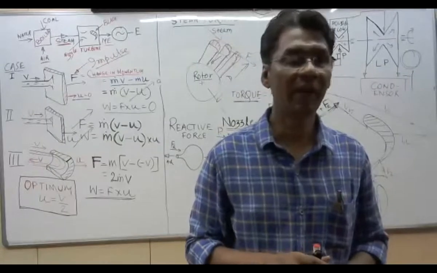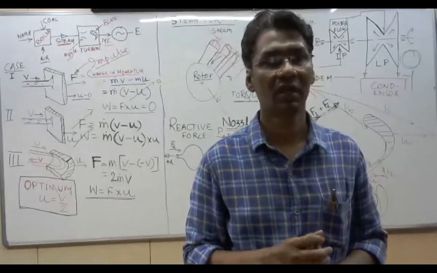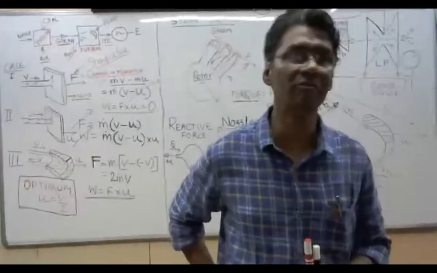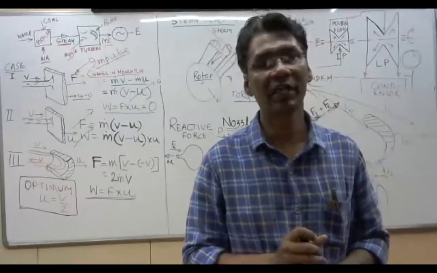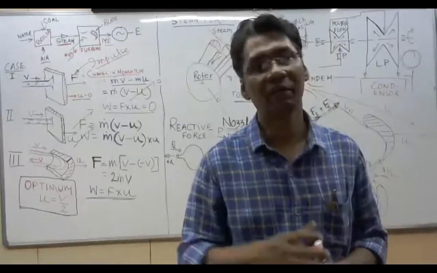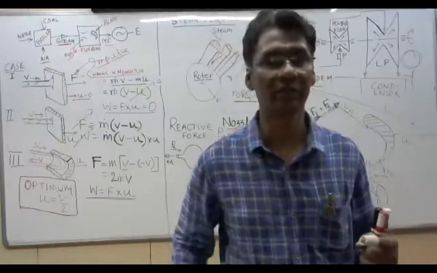MSV means main stop valve, and CVs mean control valves. If we do not use DM water, there will be a lot of deposits in the steam turbine and pipelines, and corrosion will occur. So we have to use DM water.